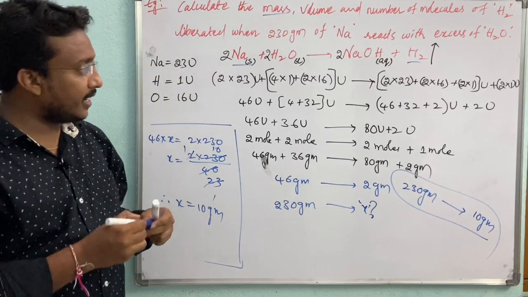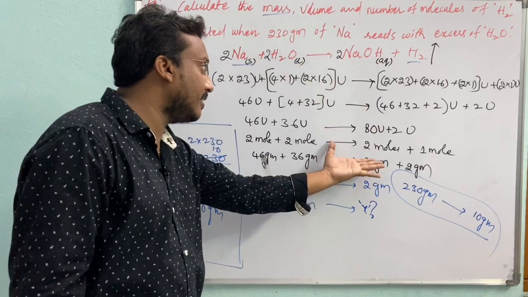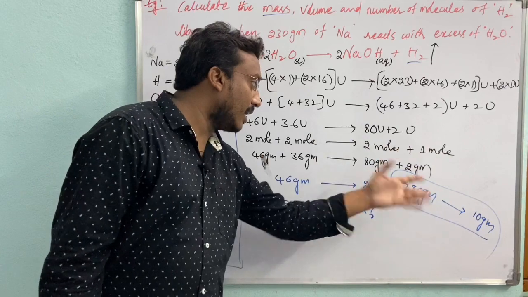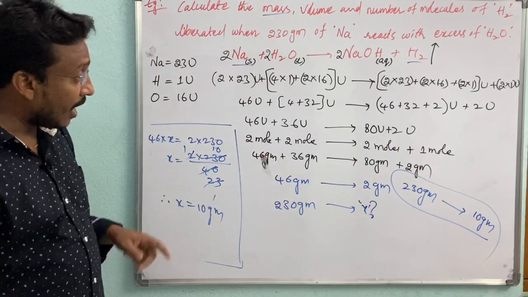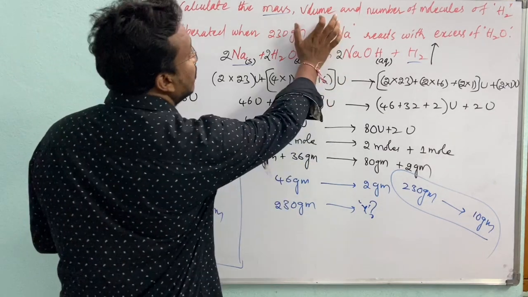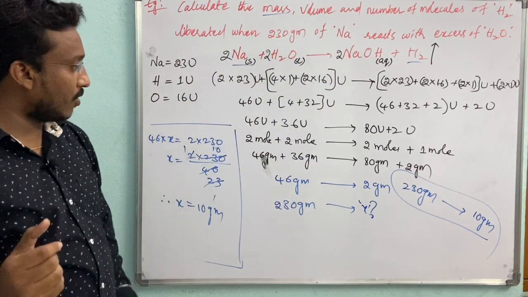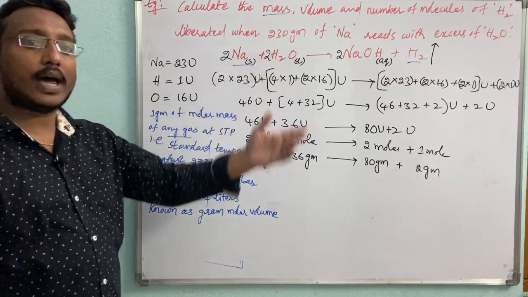Got it? Here what I did: first I balanced the equation and calculated their masses in unified form, moles as moles and grams as grams, right? Then next we are going to find this volume relation.